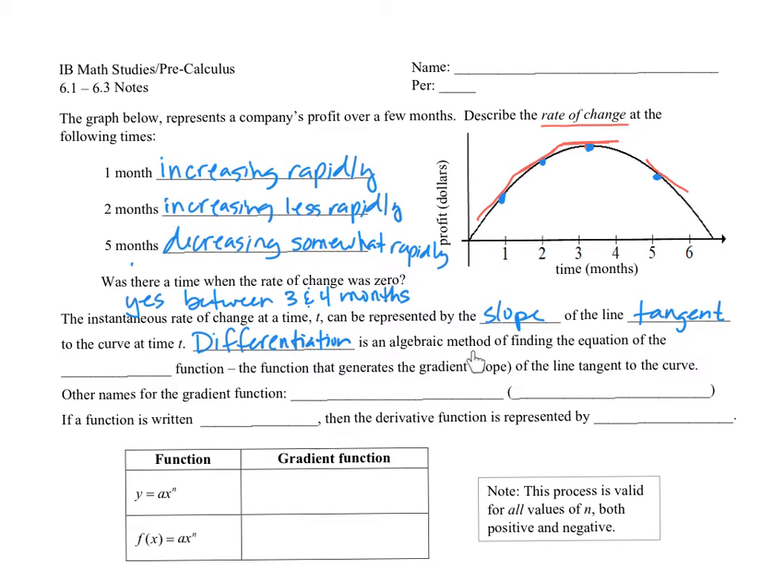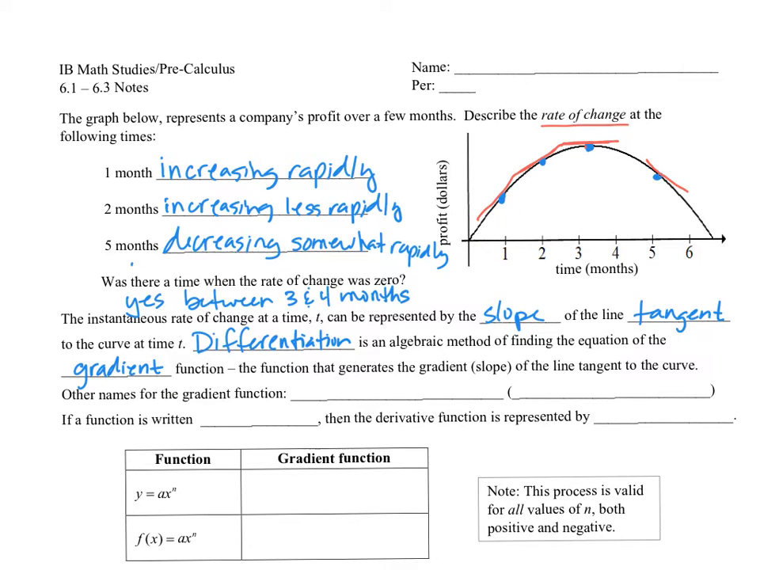Differentiation is an algebraic method of finding the equation of the gradient function. As you recall, gradient is the IB word used for slope. Okay, so the gradient function, the function that generates the gradient or the slope of the line tangent to the curve. So in other words, we can do an algebraic manipulation of a function to find the function that would produce the slope of this line, or the slope of this line, or the slope of this line. And that's called differentiation.